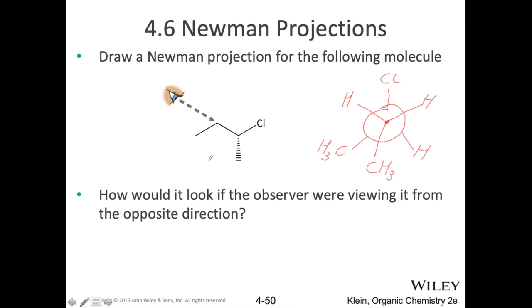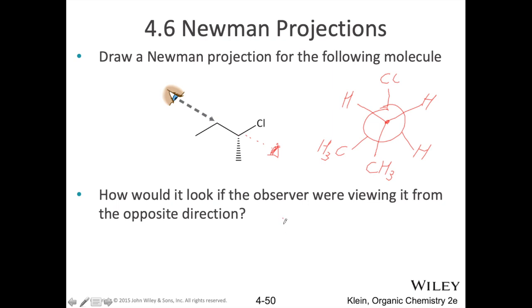Now, what would this look like if the observer were looking from the opposite direction? So if their eye was over here, and they were looking this way, what would that view look like? Go ahead and take a second and try and draw that out.